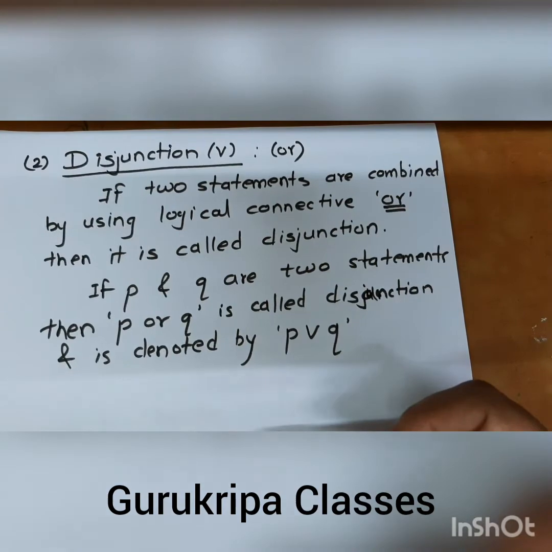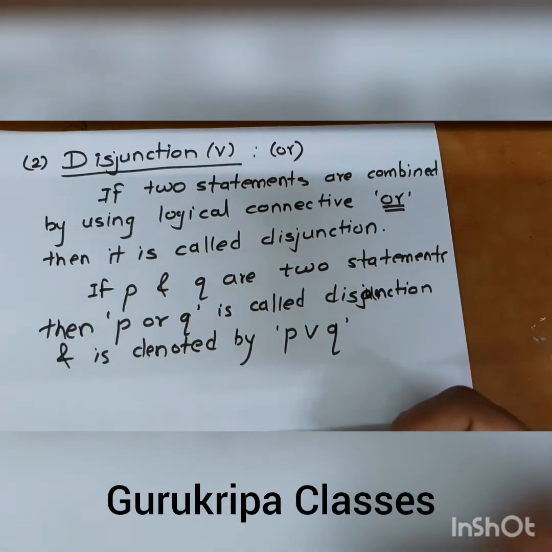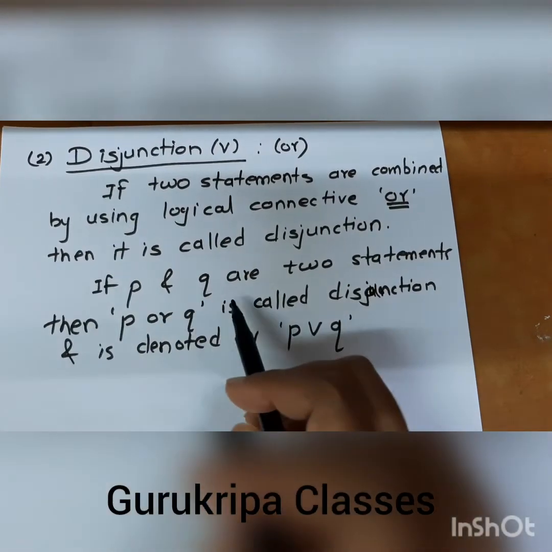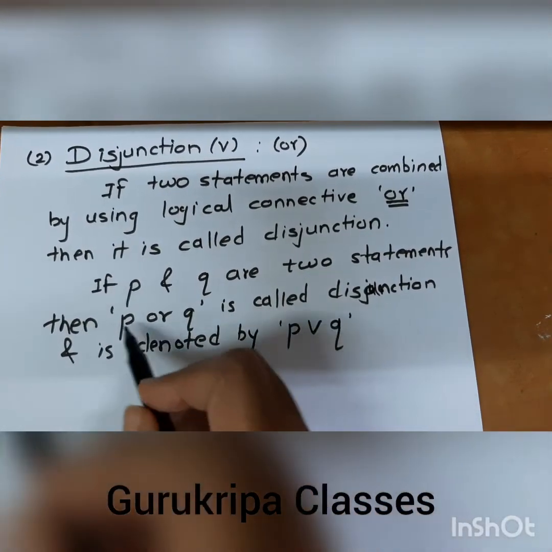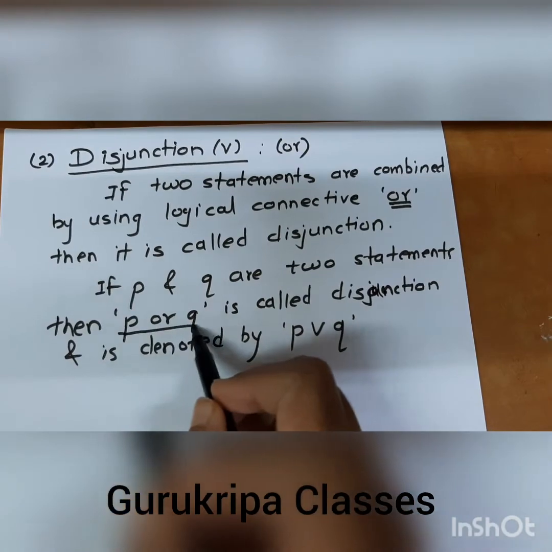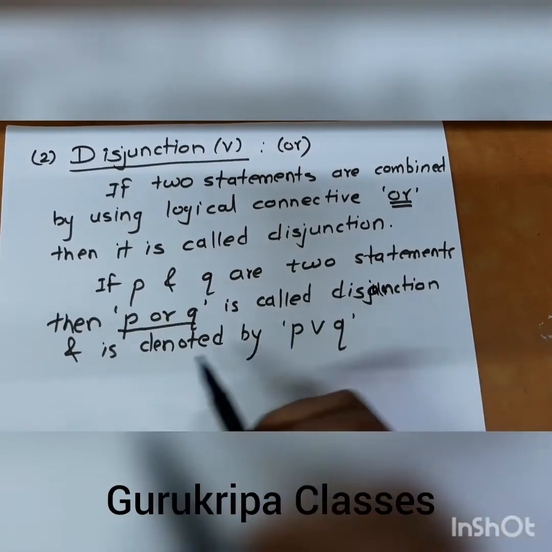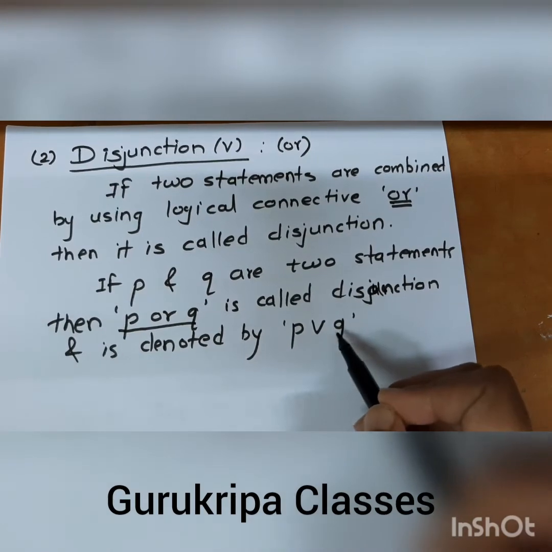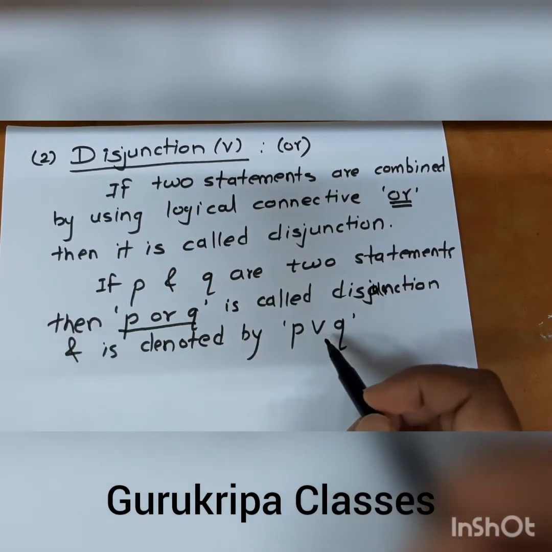Any two statements that are connected by OR are called a disjunction. If P and Q are two statements, then this statement P or Q is called disjunction and is denoted by P disjunction Q. Okay, this is the symbol used for disjunction.